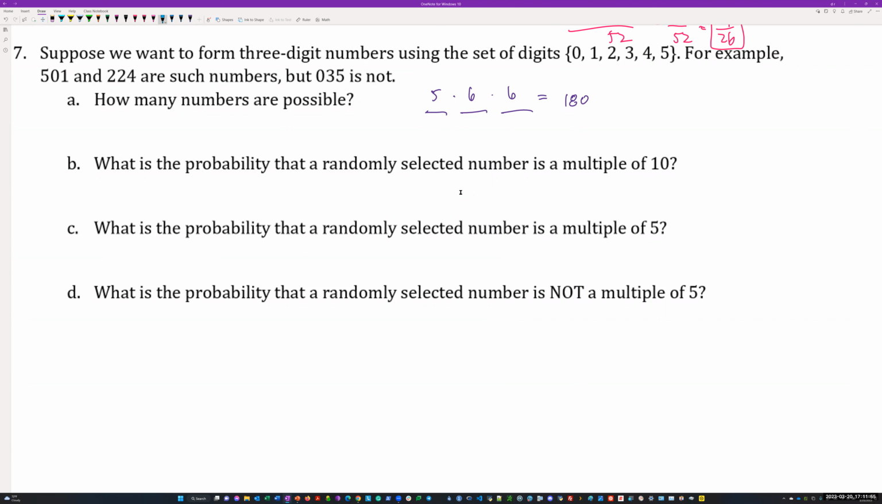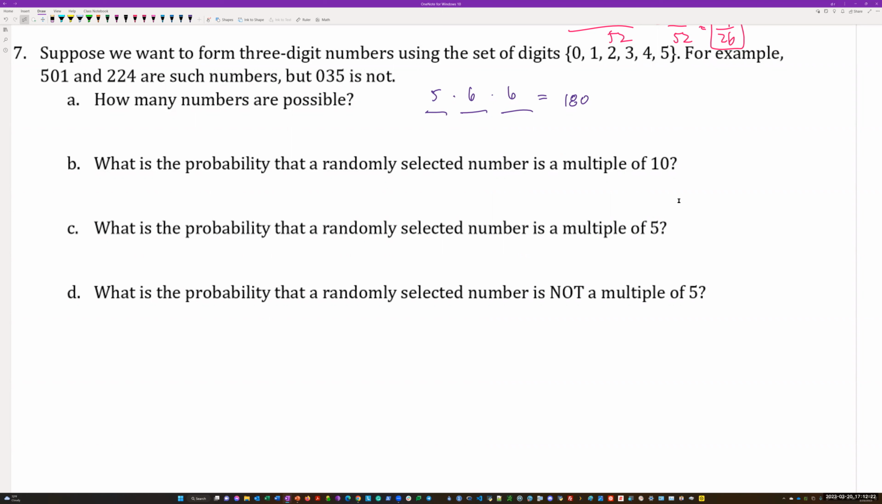That'll be easier. All right, so 180, but you see what I'm saying though? This question is pretty confusing. But once you start saying to yourself, there's 3 digits, and then I have to say how many ways there are for each one, it's not really that bad. But you gotta remember to use the slots. All right, what's the probability that a randomly selected number is a multiple of 10?